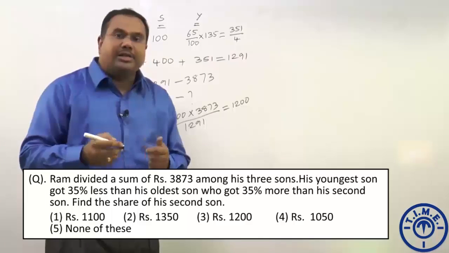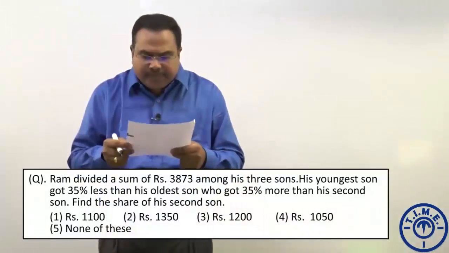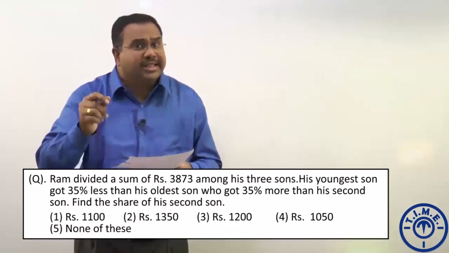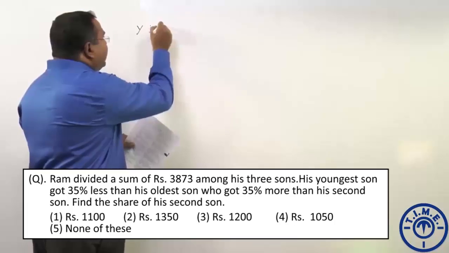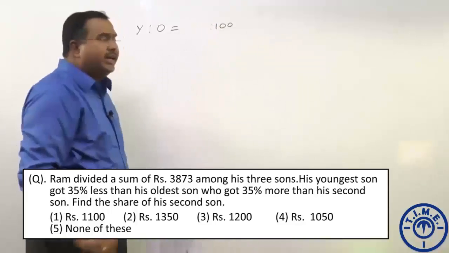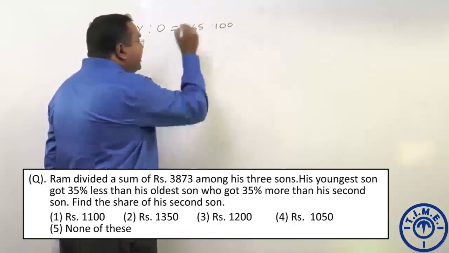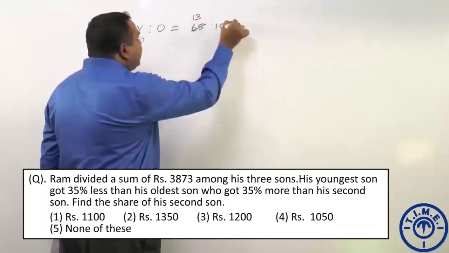We can also solve this question using the ratio concept. Let us look at the question. Youngest son got 35% less than oldest son. This is the condition given. Let us take youngest is to oldest. If the oldest son's value is 100, the youngest son is 35% less, so it will be 65. On solving this, this will be 13 is to 20.